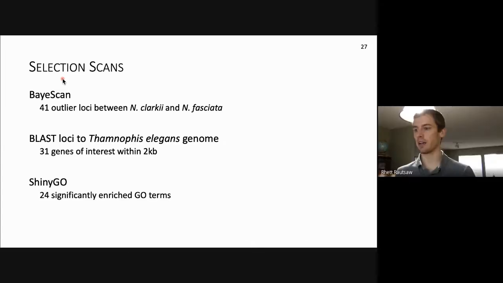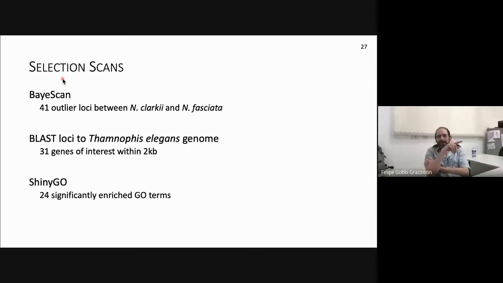And so we had 7,057. We just wanted to know which of those SNPs were the most divergent between our two populations, and what do those SNPs match to, essentially. What genes do they match to? So we took those 41 outlier loci, blasted them to Thamnophis, and figured out what genes they were closest to, what genes were within linkage of those SNPs. And then we extracted those genes, and then we used those genes to match to the gene ontology terms, or the function. Does that make sense?